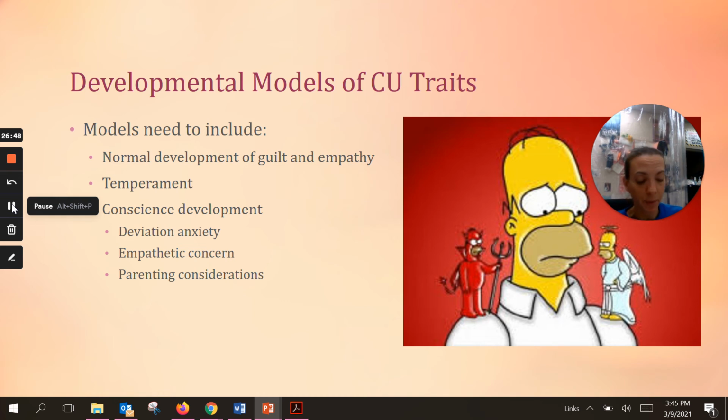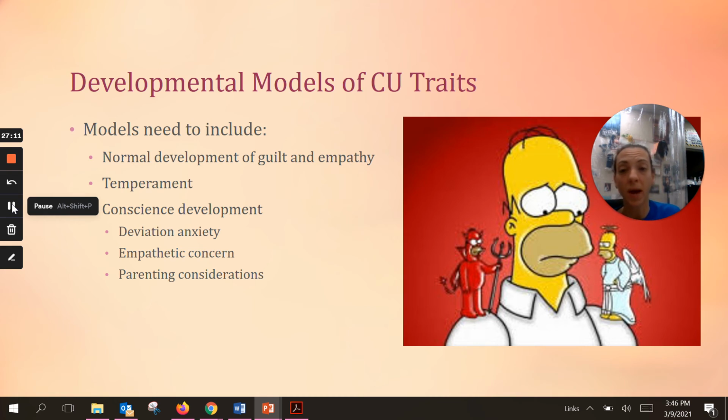The next is temperament. They found that behaviorally uninhibited and fearless children seek out novel and dangerous activities. They show less physiological arousal to threats of punishment, so they don't get scared, their heart doesn't start to beat, they don't start sweating. They also score lower on measures of conscience development.